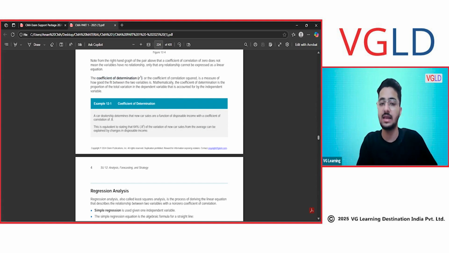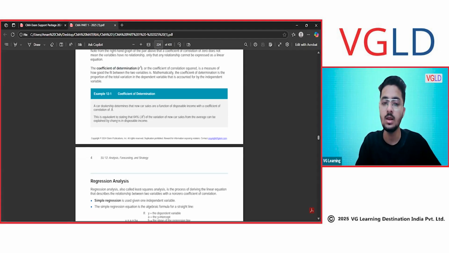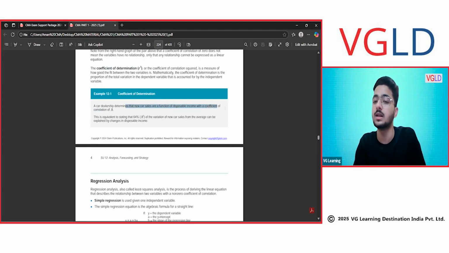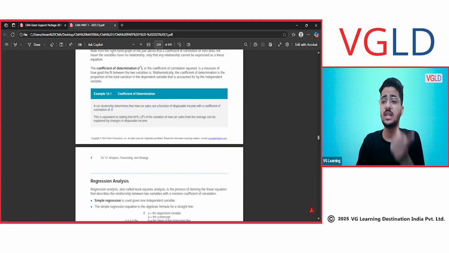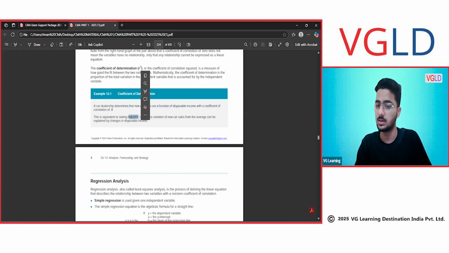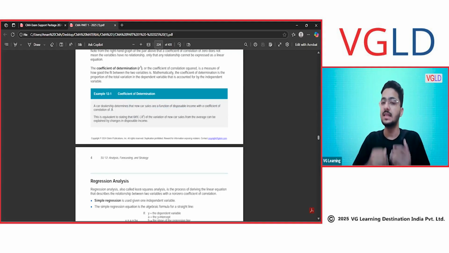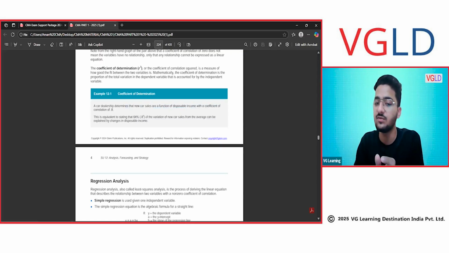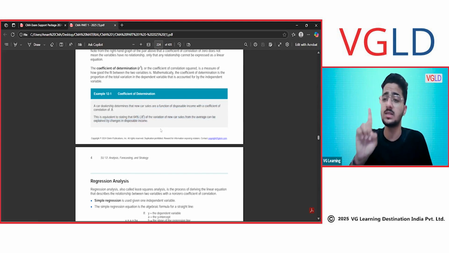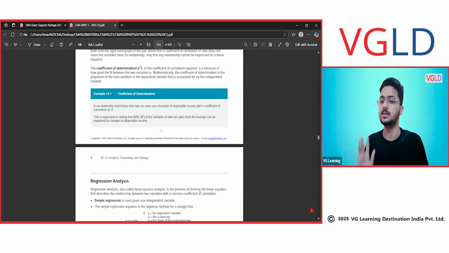As an example given here, a car dealership determines that new car sales are a function of disposable income with a coefficient of correlation 0.8. If the coefficient of correlation, that is R, is 0.8, that means the coefficient of determination is 64%. So I can say that 64% of the variation in the new car sales from the average can be explained by the change in disposable income. So if there is a 1% change in disposable income, there is a 64% change in new car sales.